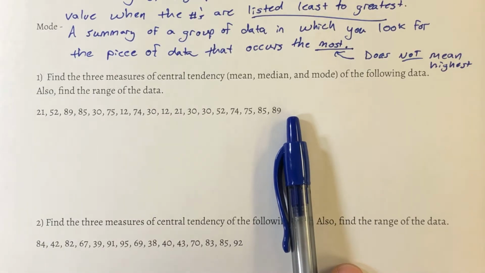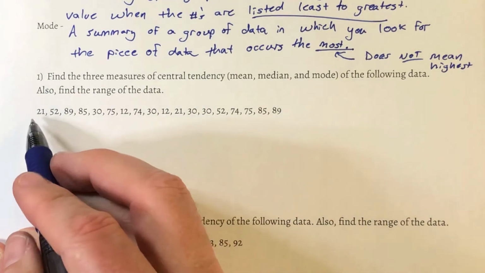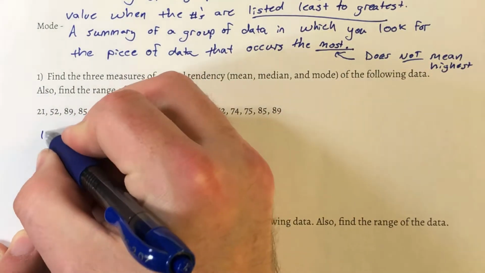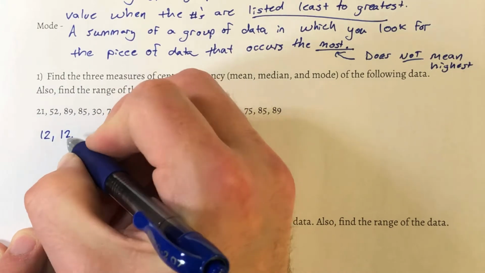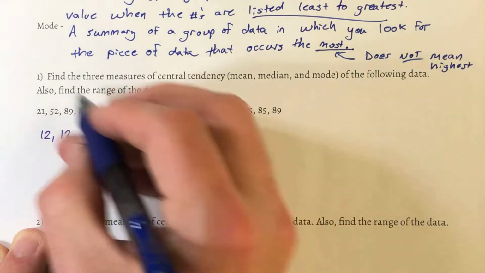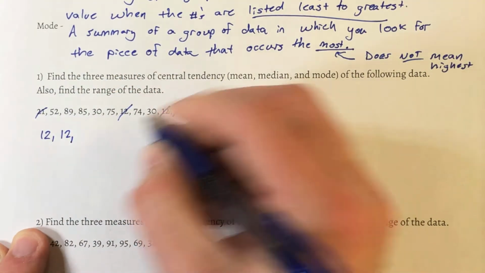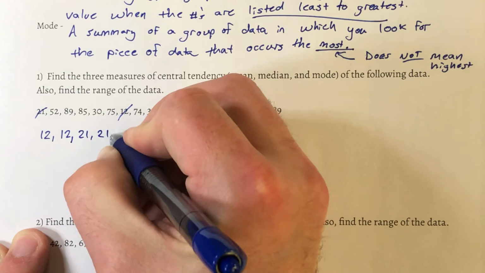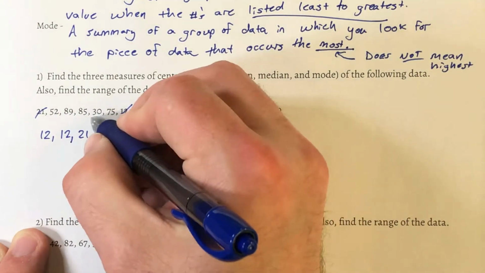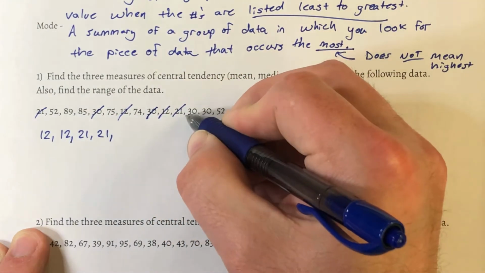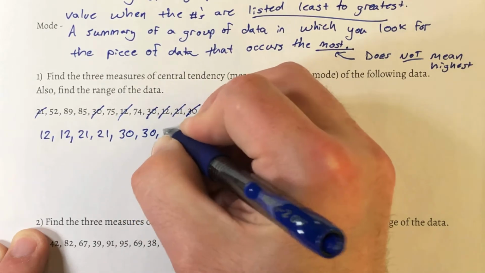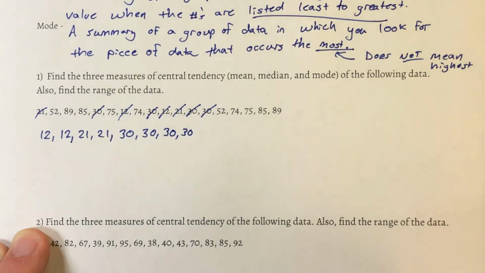So let's get started. So we're going to look for the smallest number, and it appears to be 12. So I have two of those. So 12 and 12. Next, any more in the tens? No. So let's go to the 20s. All right, I see 21 and 21. Next, any more 20s? No. 30s. All right, the smallest 30s are 30, 30, 30, and 30. That's 4 30s. So 1, 2, 3, and 4.